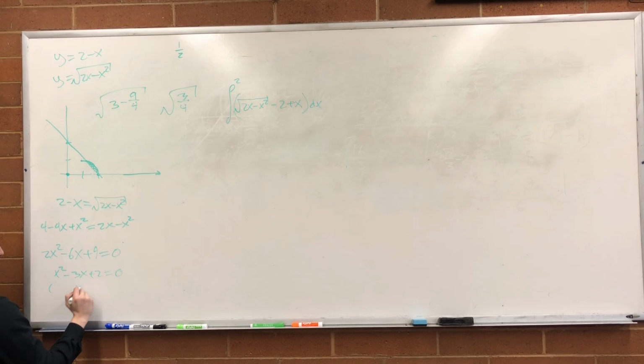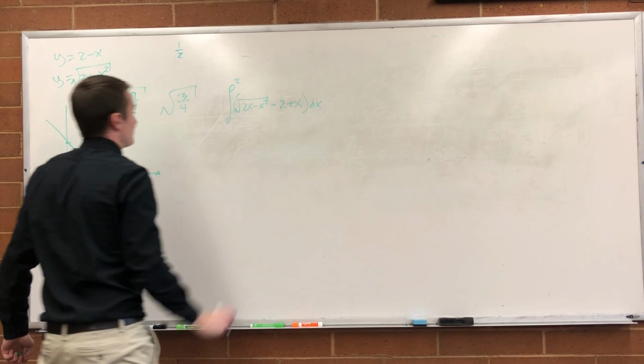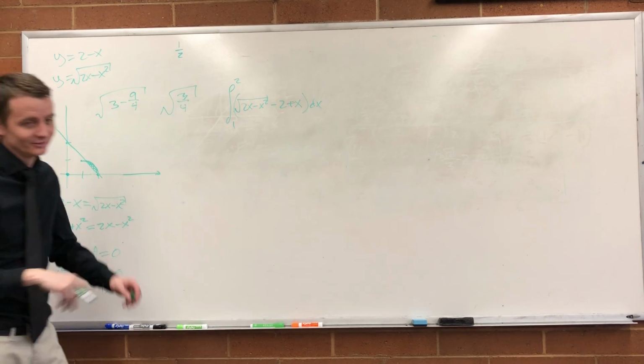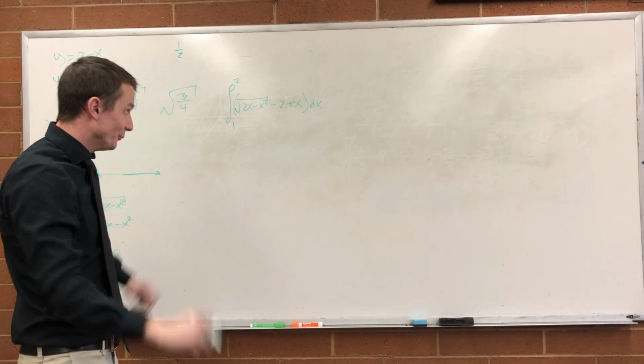So we're going to get x minus 2, x minus 1. So when x is 1, they're equal. What did we get when we plugged 1 into that? You got 1. Yeah, it should. How absurd. It shouldn't have taken us that long to figure that out. So x goes from 1 to 2.